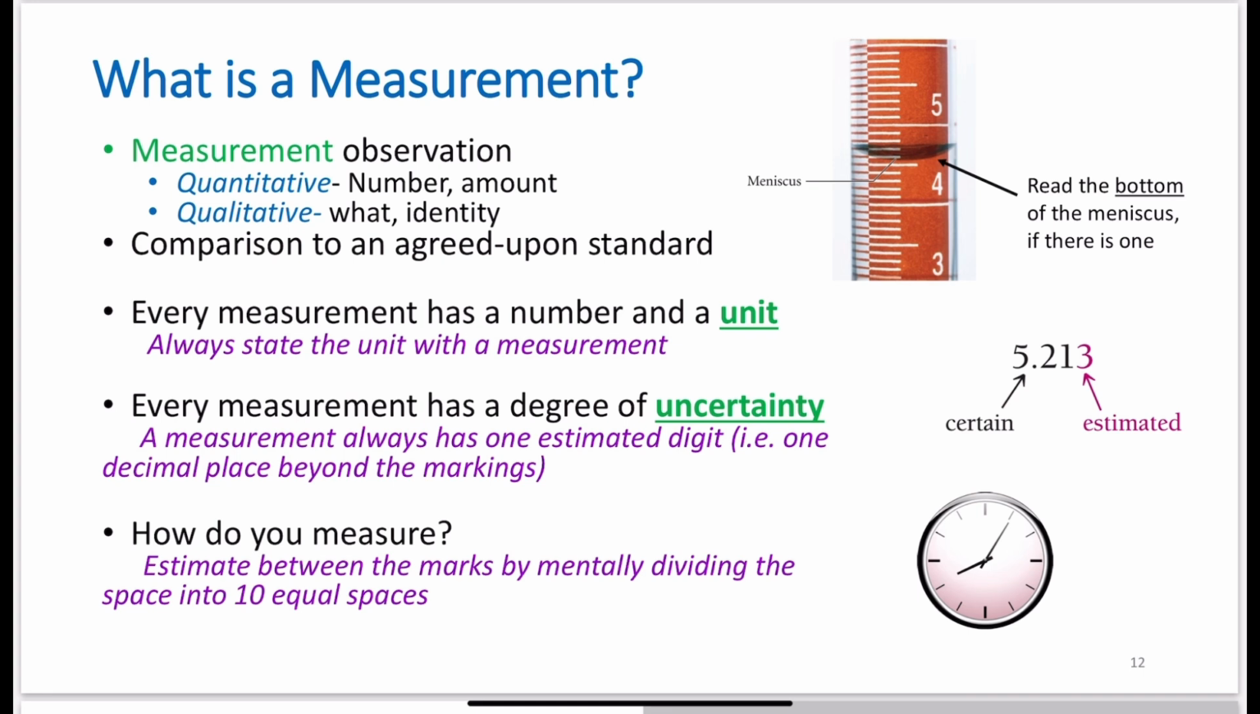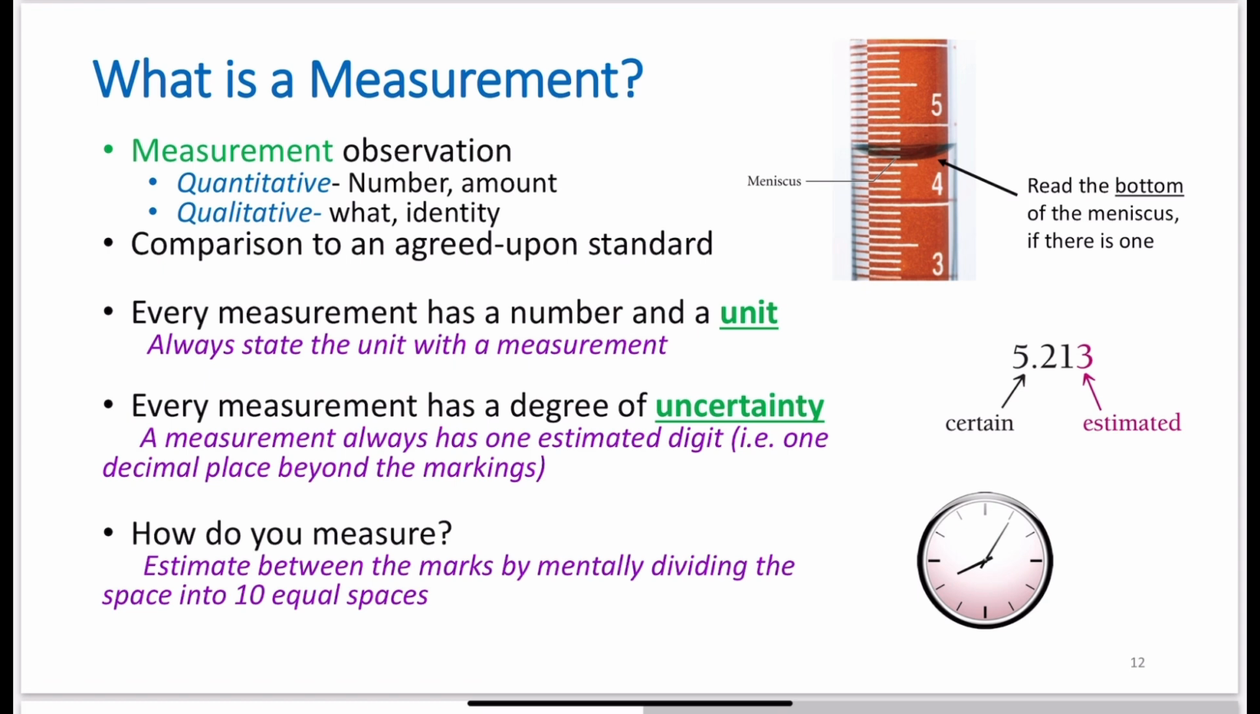We can also have a qualitative measurement. A qualitative measurement is what is it? It's the identity of something. Qualitative may be describing the color of a solution and saying the solution is a yellow color or a blue color. Qualitative may be a smell. Maybe it smells like rosemary or it smells like peppermint. Those are qualitative. They don't have a number with them, but they are an observation.